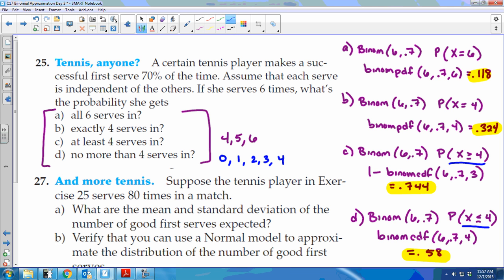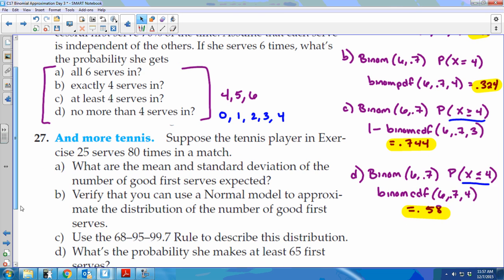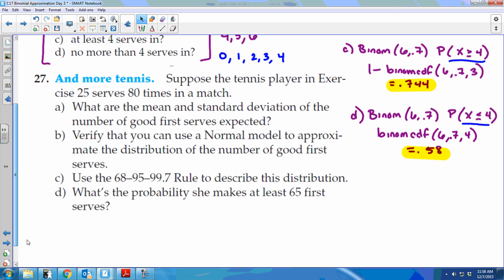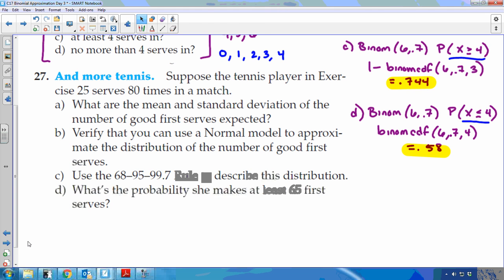All right. Now, using the same scenario. That's why I did 25, so we know what's happening in 27. On 27, suppose the tennis player in exercise 25 serves 80 times in a match. What are the mean and standard deviation of the number of good first serves expected? Since we're using a binomial model, what's the mean? How do I find it?